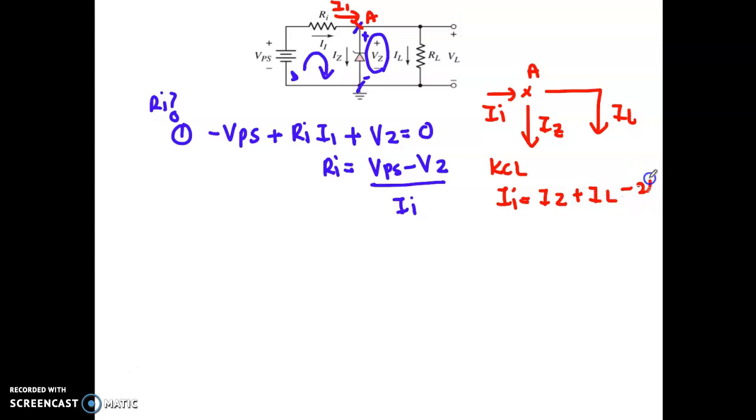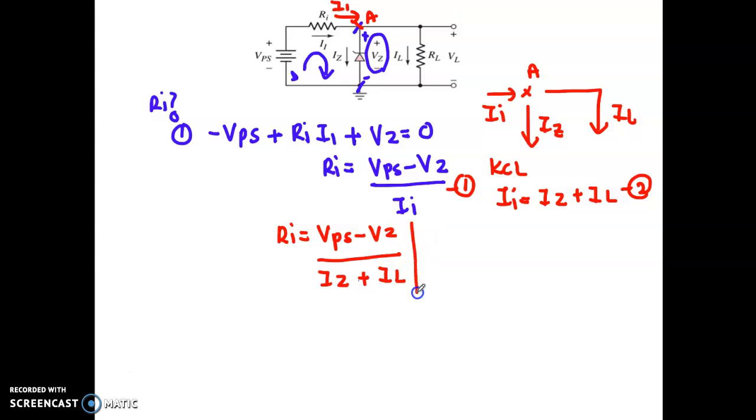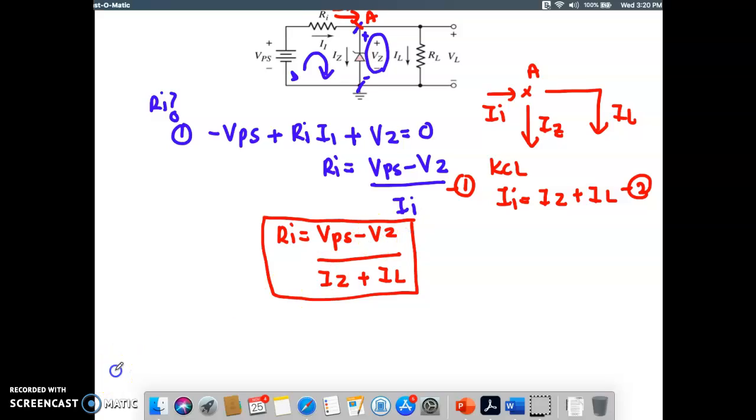So this will be the second equation. The Ri just now will be the first equation. So what you need to do now is to combine equation 2 into equation 1. So it becomes Ri equals Vps minus Vz divided by Iz plus IL. So this will be your main equation for your voltage regulator.